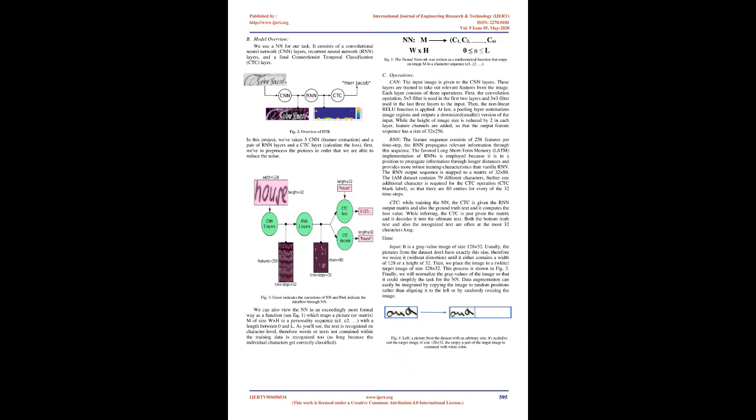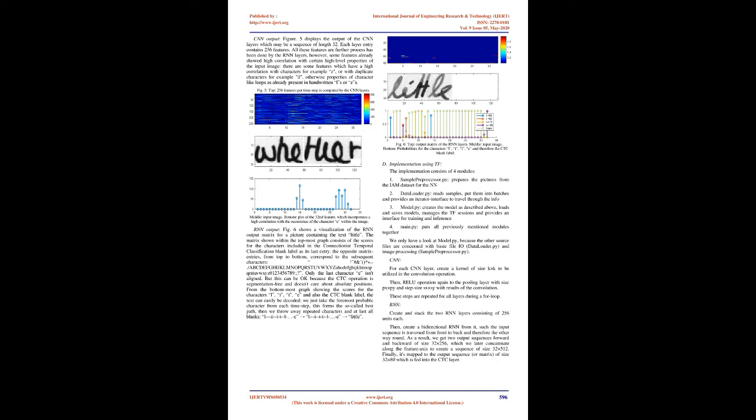In equation 1, the neural network was written as a mathematical function that maps an image M to a character sequence, C1, C2. CNN operations: the input image is given to the CNN layers. These layers are trained to extract relevant features from the image. Each layer consists of 3 operations.